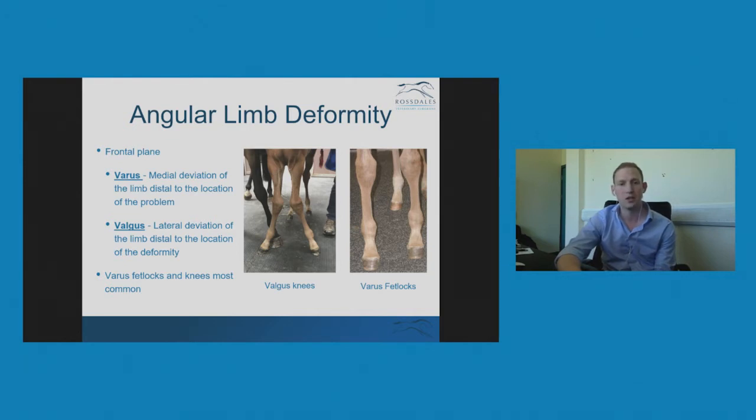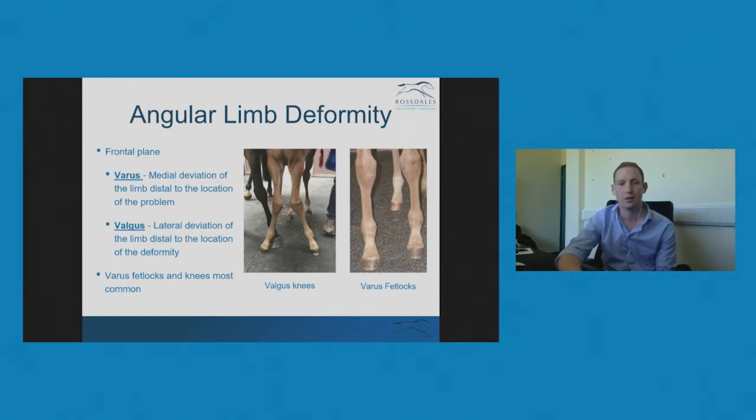So varus deviation would be medial deviation of the limb, distal or below the location of the problem. On the right-hand side of the screen, there's a picture of a varus fetlock. You can see the pastern and the foot is deviating towards the inside of the foal, towards the medial aspect of its cannon bone.